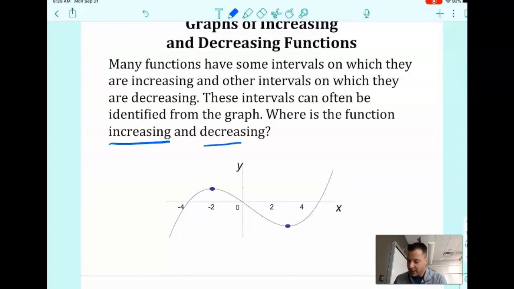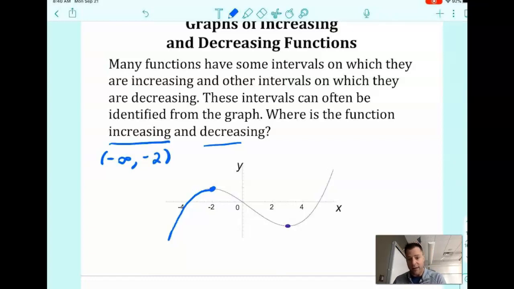So if you look down here, you can see I'm going uphill, uphill, uphill, up until this dot, and then I stop. So that function is increasing. Okay, we're going to say increasing from negative infinity to -2. And we always use parentheses when we talk about increasing and decreasing graphs.